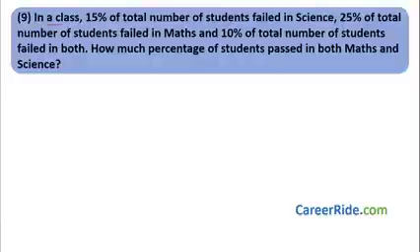Question number 9. In a class, 15% of the total number of students failed in science, 25% of the total number of students failed in maths, and 10% of the total number of students failed in both. How much percent of students passed in both maths and science?